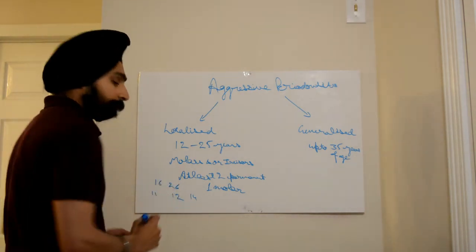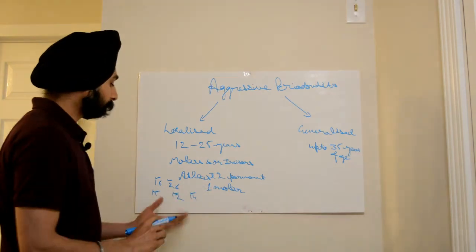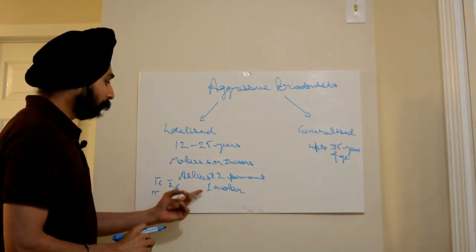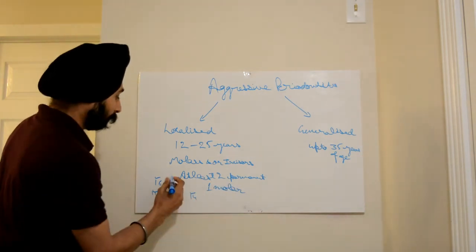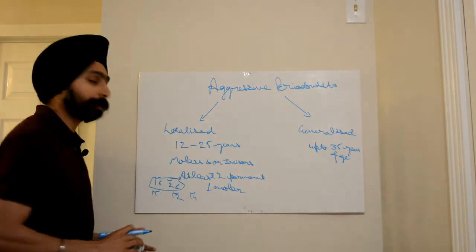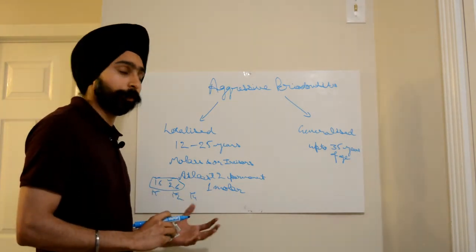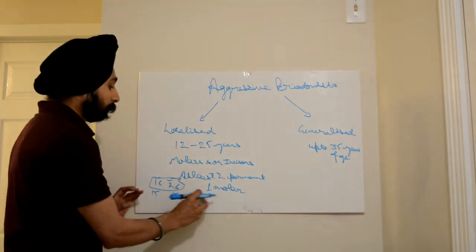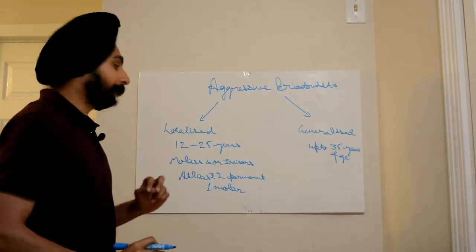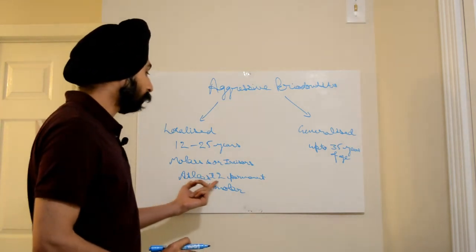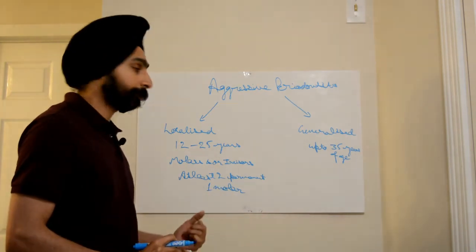Let's say, because now 5 teeth are affected, but out of them at least 1 molar must be there. These are 2 molars that are present. I will show this in the perio chart. It will become easy for you to understand. So as of now, just remember that localized aggressive periodontitis involves at least 2 permanent teeth. Out of them 1 must be molar.